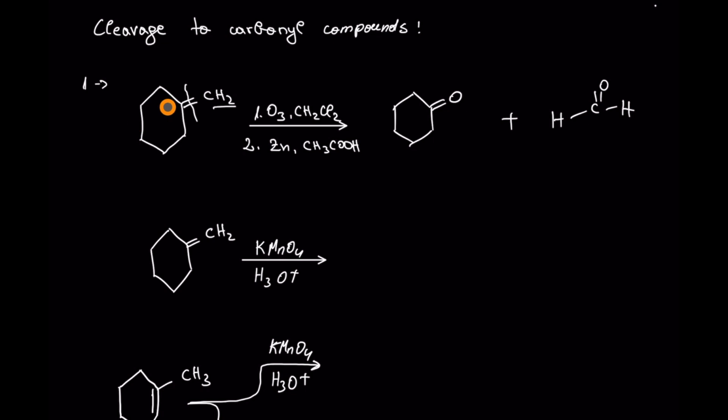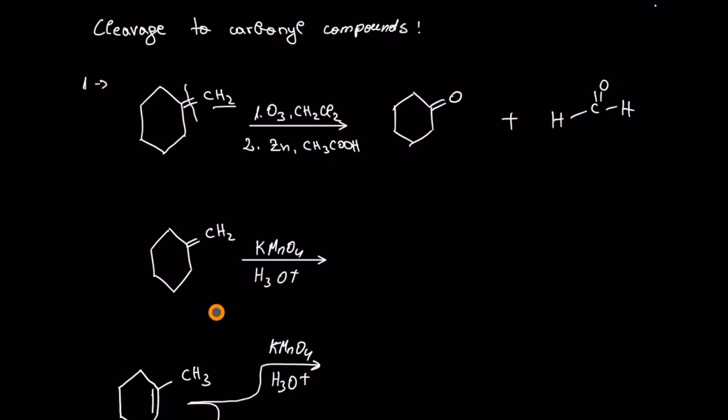So, if you have hydrogens, it is going to form an aldehyde in the case of ozonolysis, with 1 or 2 hydrogens. If you do not have hydrogens at all, it is going to form a ketone in the case of ozone. Let's move now with the same compound in the case of potassium permanganate in acidic medium.